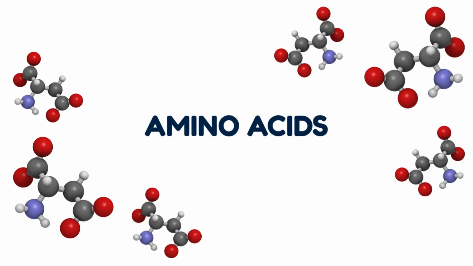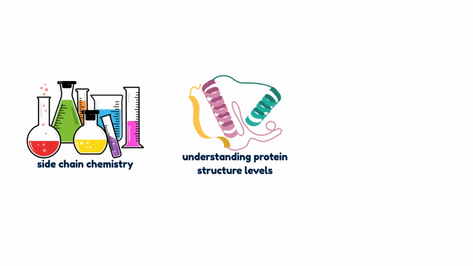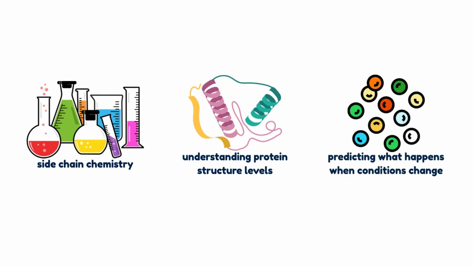So here's the key takeaway: amino acids aren't just 20 things to memorize. Their properties explain how proteins fold, function, and sometimes fail. On the MCAT, that means recognizing side chain chemistry, understanding protein structure levels, and predicting what happens when conditions change. High-yield, high-scoring material if you prepare the right way.